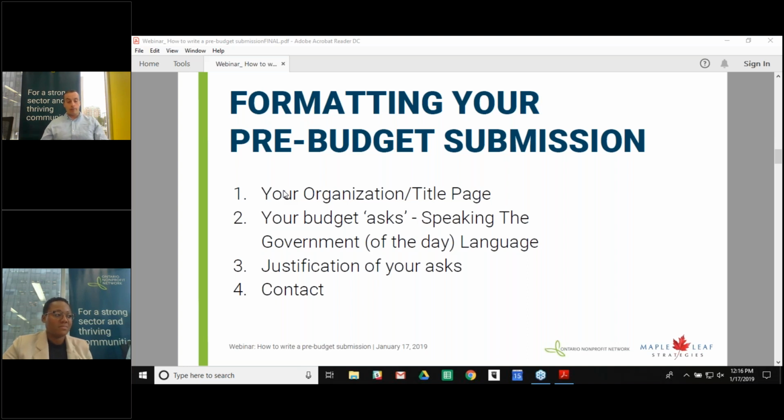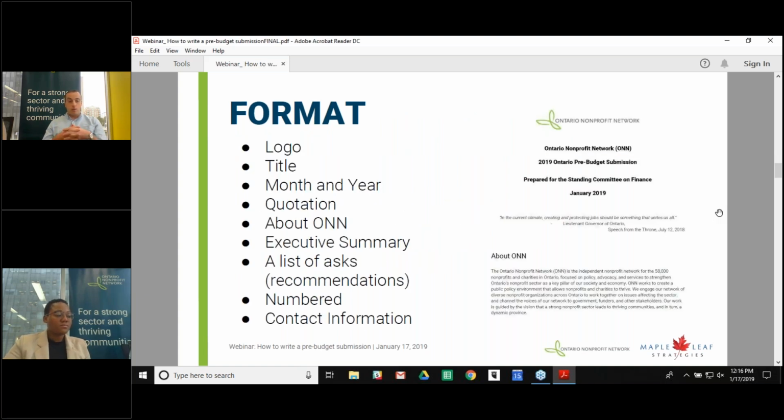your organization, and included with that you could include a powerful quote from the sector that you work in, similar to the format that the Nonprofit Network has here. You also want to identify the date and who you're preparing it for. In this case, it would be the Standing Committee on Finance, or the Finance Minister him or herself, and then have a short excerpt on who you are as an organization.